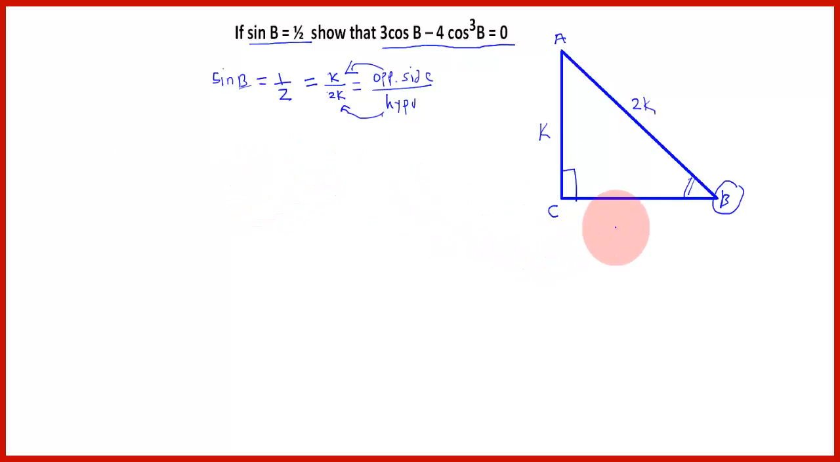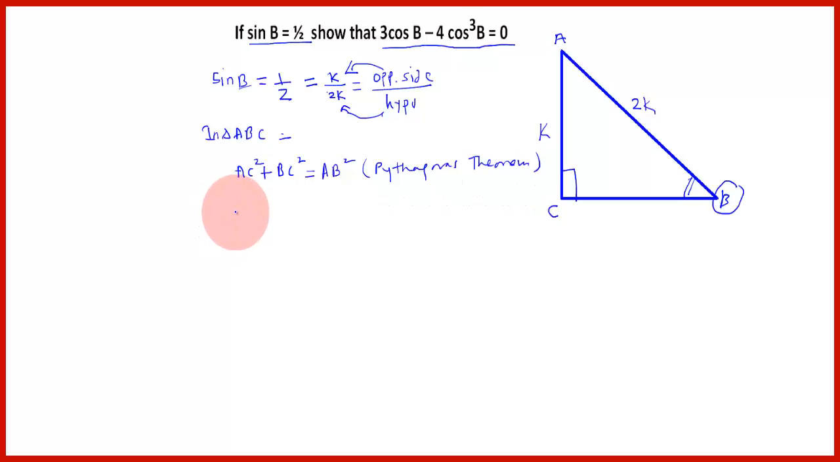And now to find the value of cos B, we will require the adjacent side, because cos B is equal to adjacent upon hypotenuse, and therefore by applying Pythagoras theorem to triangle ABC we will find BC. So in triangle ABC, we have AC square plus BC square is equal to AB square. This is by Pythagoras theorem.